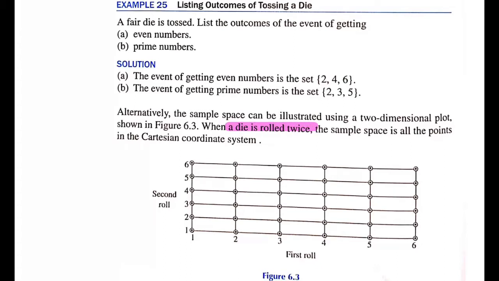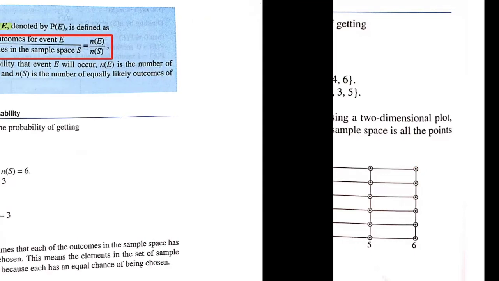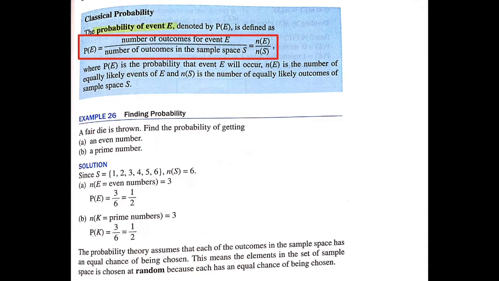Okay, so you can do a diagram like this. This is your first roll. You can get either 1, 2, 3, 4, 5, 6, and this is the second roll, where again you'll get 1, 2, 3, 4, 5, 6. So this diagram shows you the outcomes. You can get 1,1, 1,2, 1,3, and so on until 6,6.